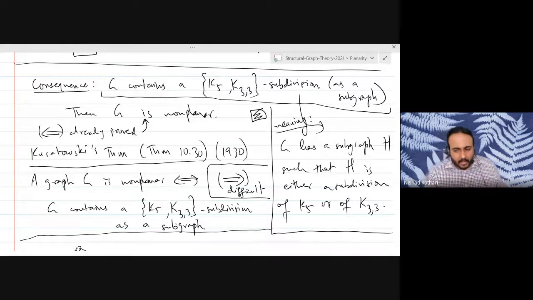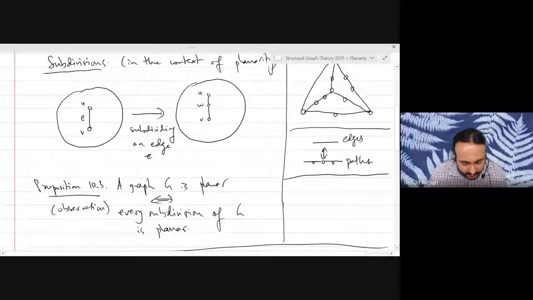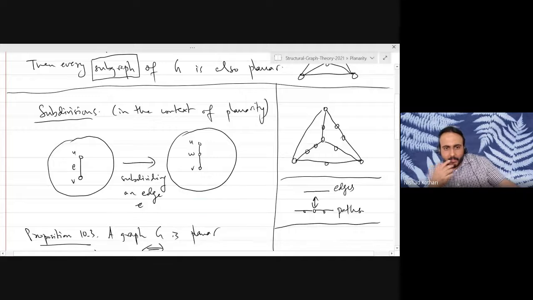So that is one containment notion, subdivisions, which is really important in the context of planarity because it actually gives you an if and only if theorem. It tells you that the only reason a graph is non-planar is because it contains a subdivision of K5 or K33 as a subgraph.